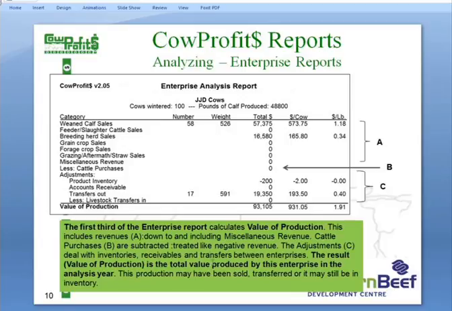So the result is the value of production, and that means the total value produced by this enterprise in this analysis year. So the production could have been sold, could have been transferred, or it may still be in inventory, but it was still produced by the enterprise.